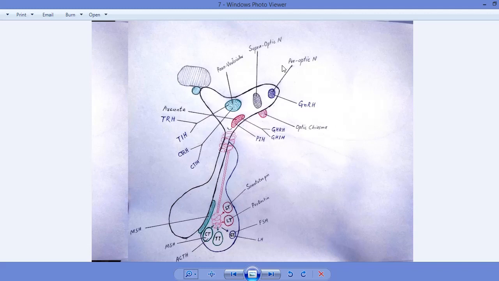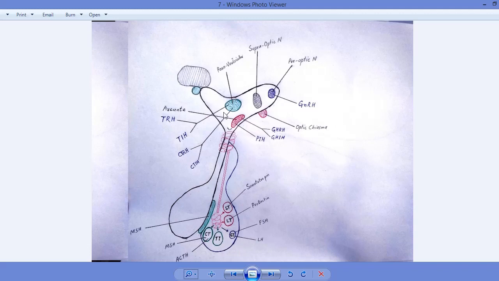So once again, the preoptic nucleus is responsible for the secretion of gonadotropin releasing hormone, and this hormone is transferred through the hypophyseal portal system to the gonadotrope, and this gonadotrope releases the follicle stimulating hormone or luteinizing hormone. So this works as the stimulatory hormone for the secretion of follicle stimulating hormone and luteinizing hormone.